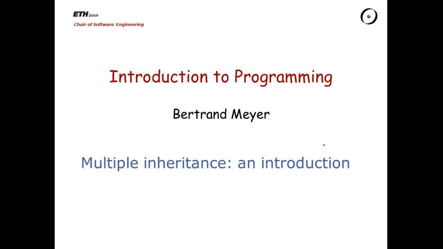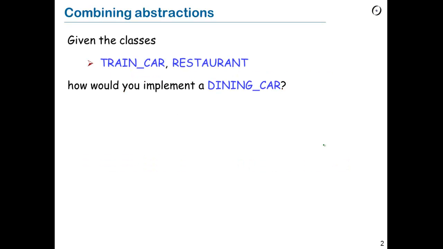In studying multiple inheritance and understanding why it's needed, we can start from very simple examples that actually are not software examples per se, but are just analogies from daily life. Take, for example, the notion of dining car, as in a train. What's a dining car? Well, it's a place in a train where you can have a meal.